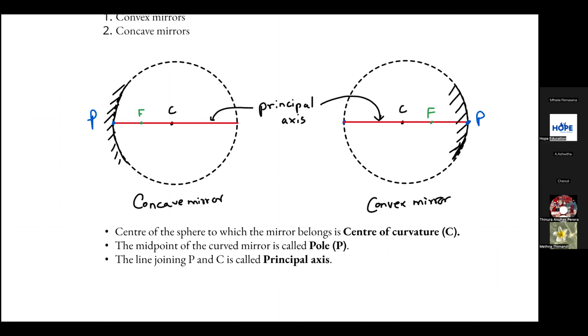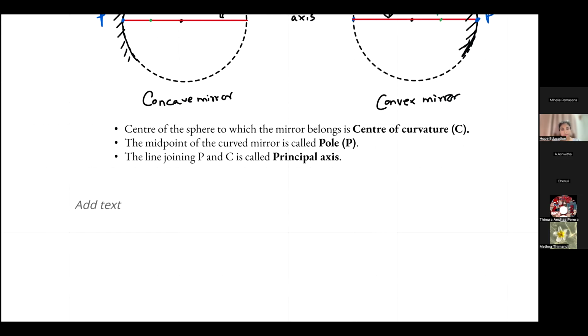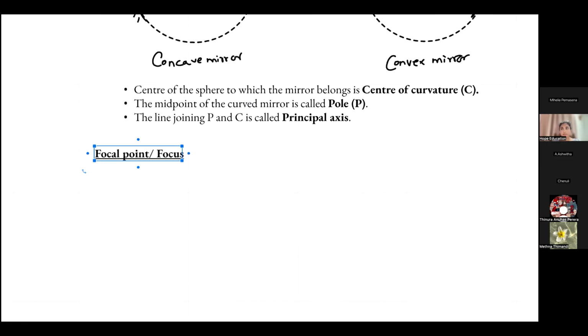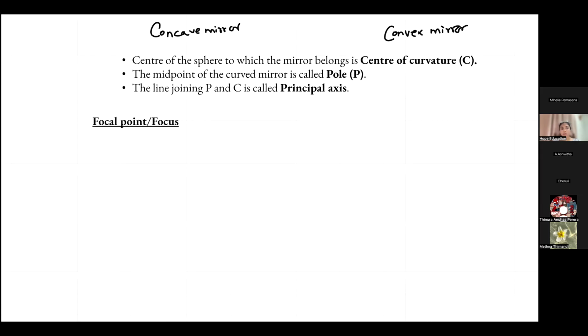Teacher, done. Okay, others? Have you all finished? Thumbs up? Okay, great. Now we will be talking about each and every one of these mirrors separately. Before that, let's talk about what this F means, right? Put a subtopic: focal point, or focus.